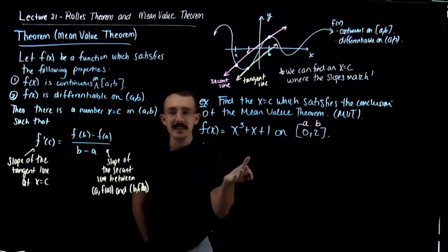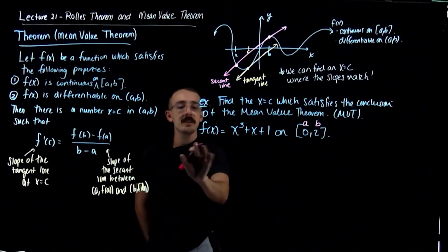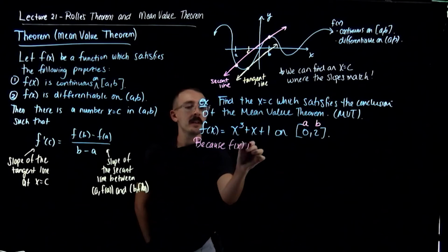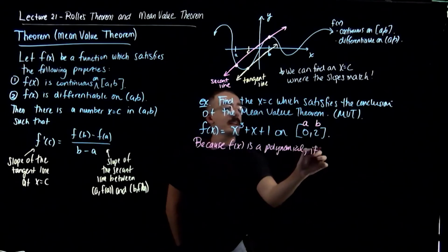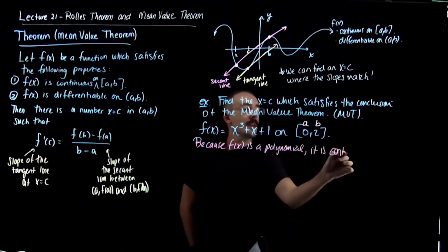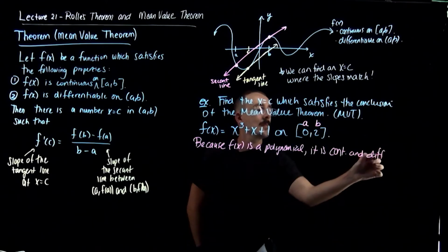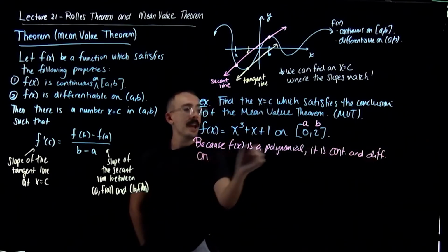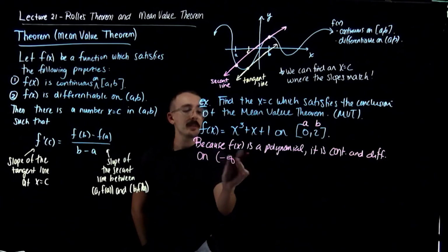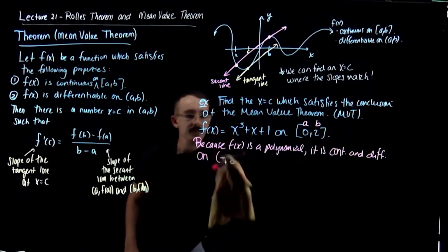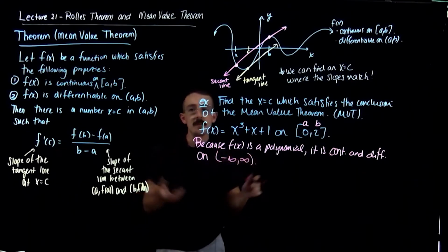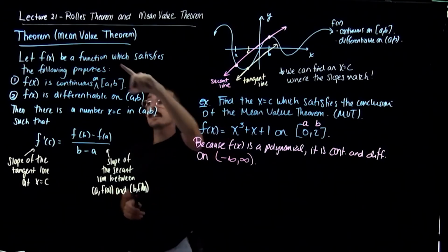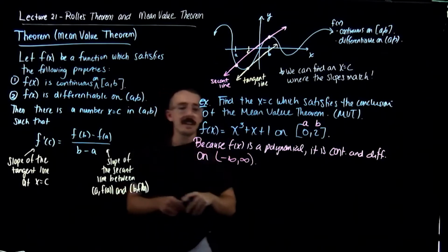The first thing you always need to check is you need to show that this is a continuous function, or at least state that it's continuous and state that it's differentiable. So I'm going to just make a statement right here. Because f of x is a polynomial, it is continuous and differentiable on, and really on all real numbers, so from negative infinity to positive infinity. So therefore, this function is going to satisfy the two hypotheses I need.